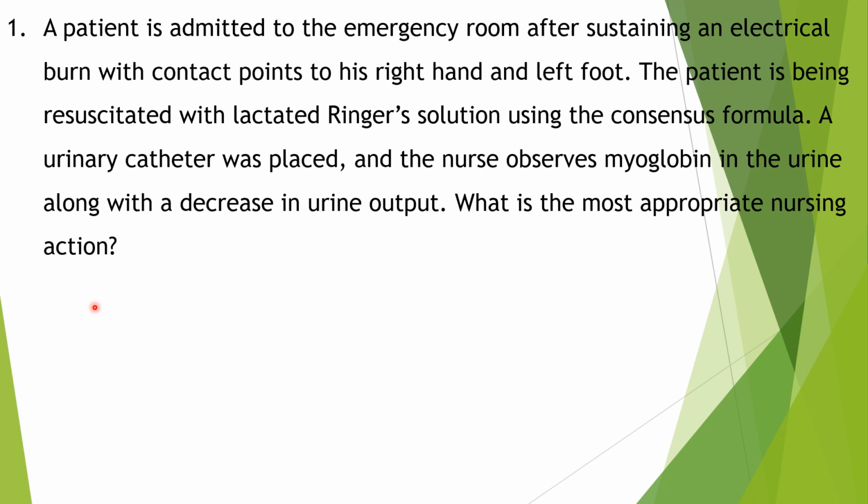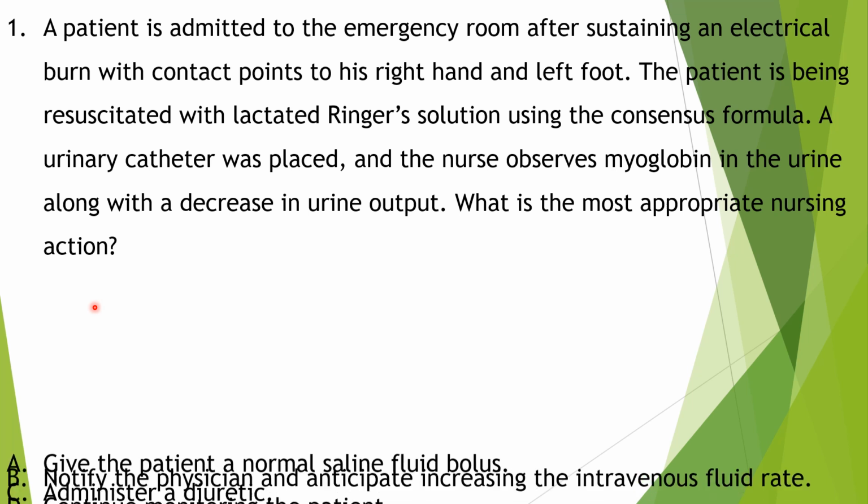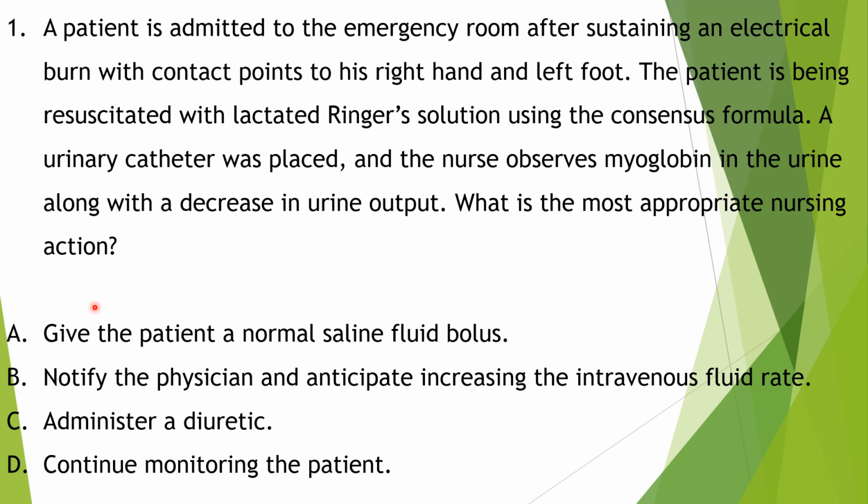A urinary catheter was placed and the nurse observes myoglobin in the urine along with a decrease in urine output. What is the most appropriate nursing action? Give the patient a normal saline fluid bolus, notify the physician and anticipate increasing the IV fluid rate, administer a diuretic, continue monitoring the patient.